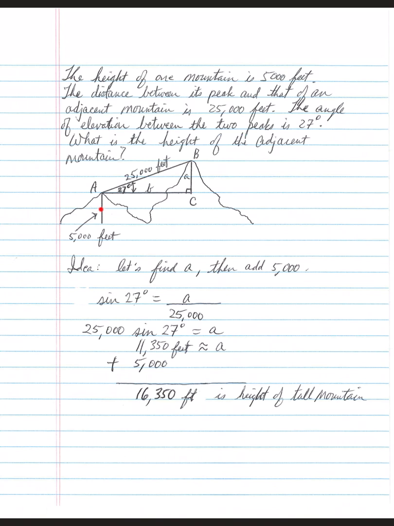Now, because this is 5,000 feet, if we go horizontal into the next mountain and then up to the peak, I know opposite of that is side B, opposite of angle A is side A. The angle of elevation is 27 degrees, and this hypotenuse is 25,000 feet. That's the distance between the peaks. Okay, so let's survey what we have and what we need to find.